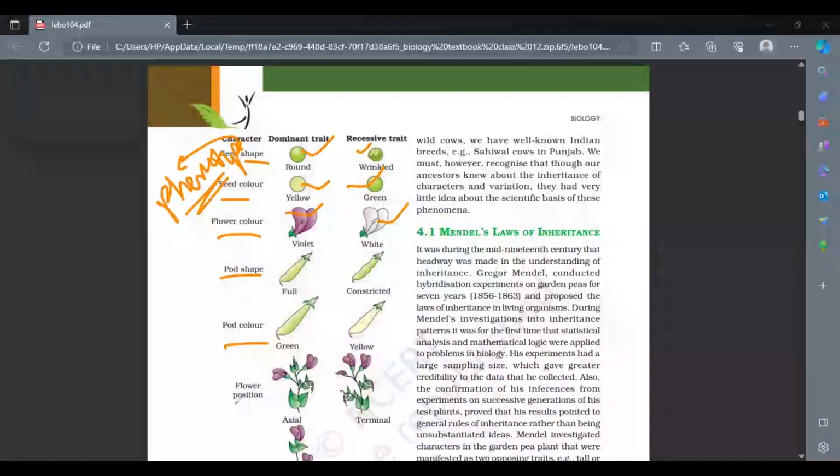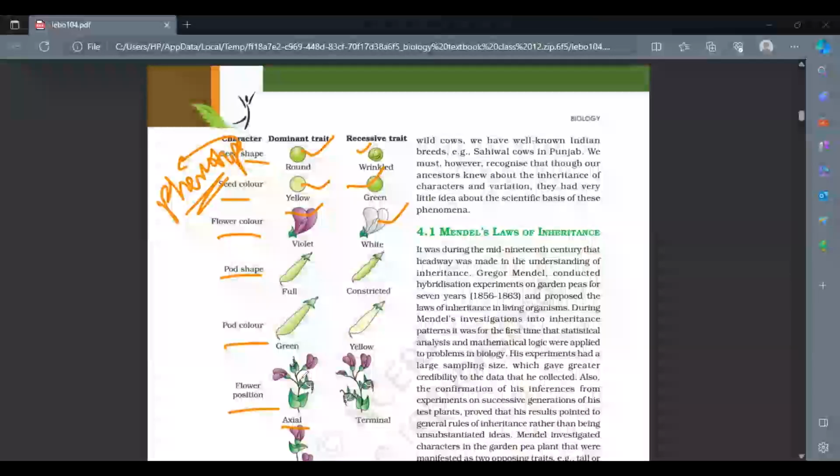Okay, the green or a yellow. And then obviously he talked about the flower position also. If it's an axial flower position, then it's somewhere on the axis of the main stem, and if it's terminal, it means that it's somewhere on the end of that particular stem.